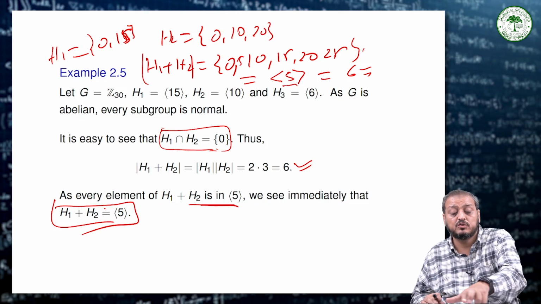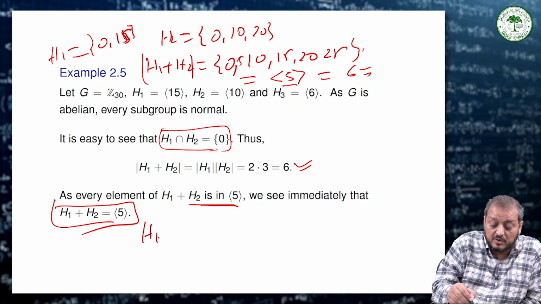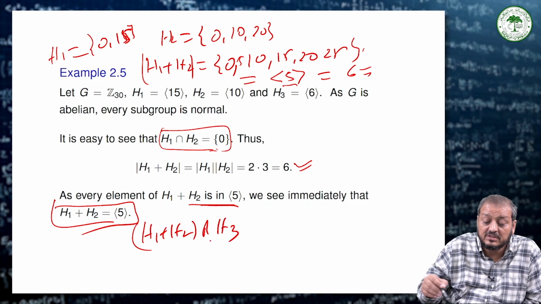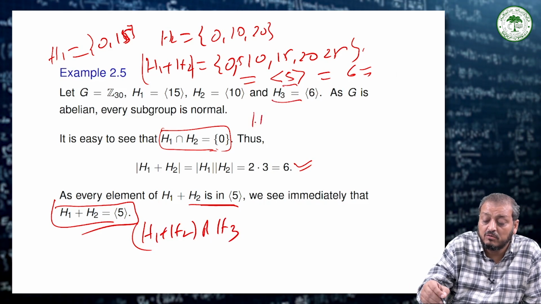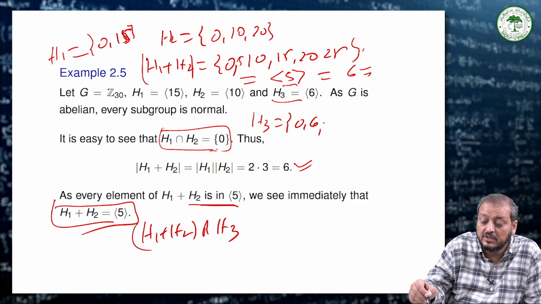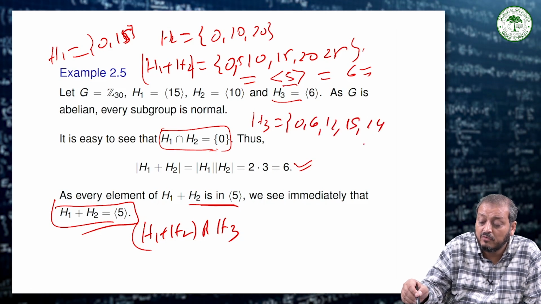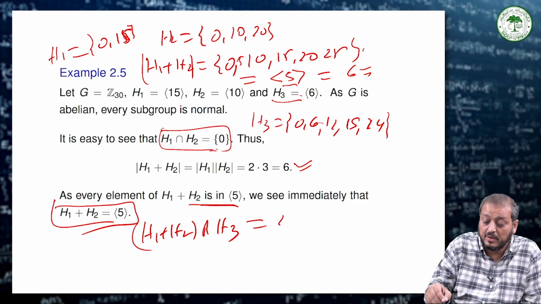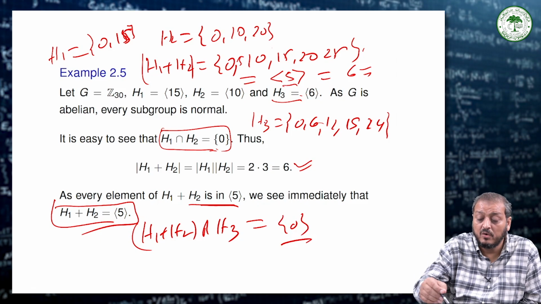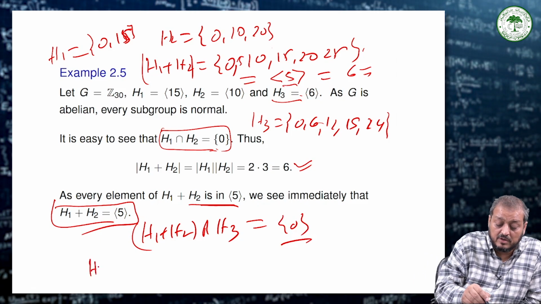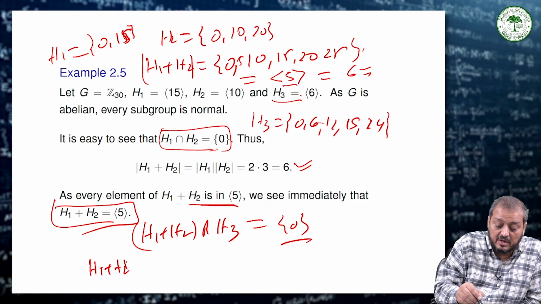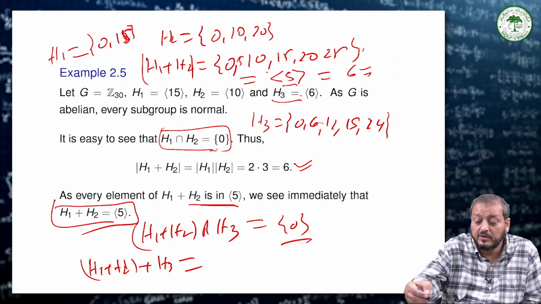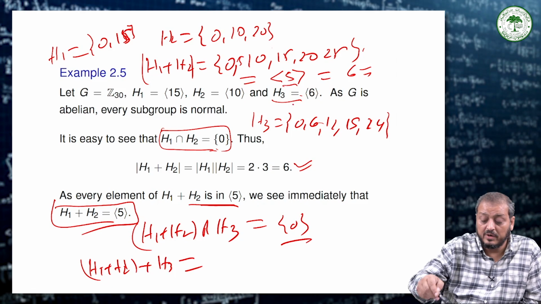Now we take H1 plus H2 plus H3. You have H1 plus H2, and then you take the intersection with H3. H3 is generated by 6, so you know that H3 is of the form 0, 6, 18, 24. If you take the intersection of this and this, clearly again you have the identity. So now we take the sum, H1 plus H2 plus H3, and we calculate this form.